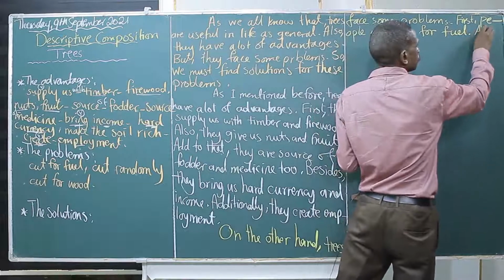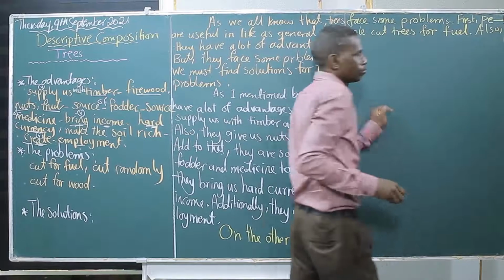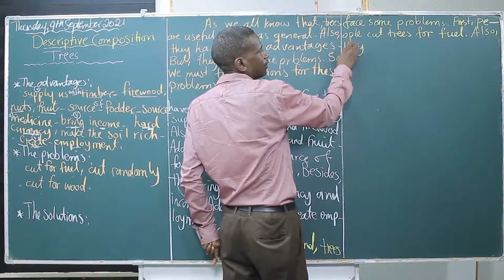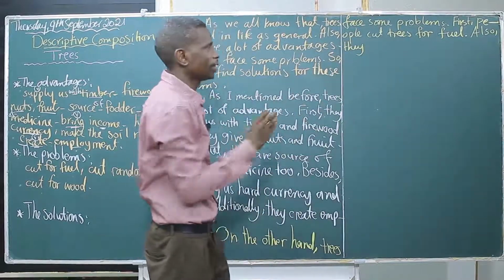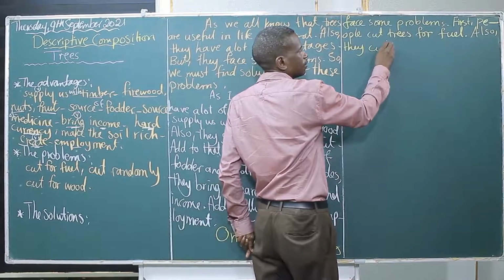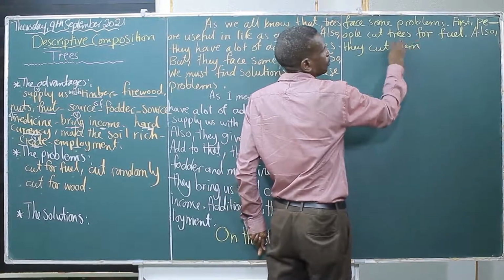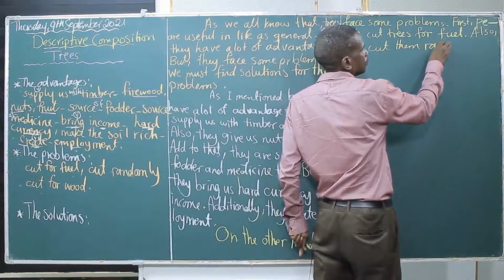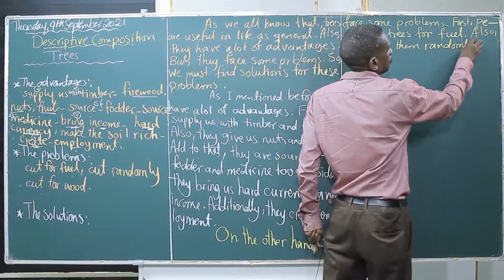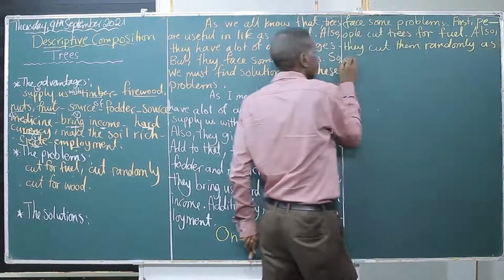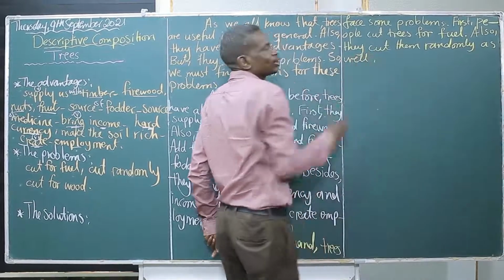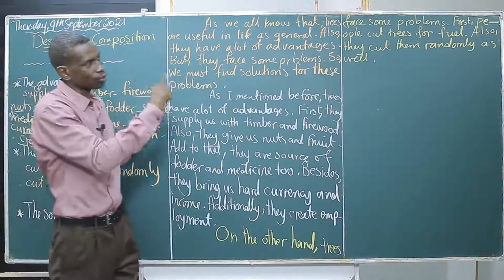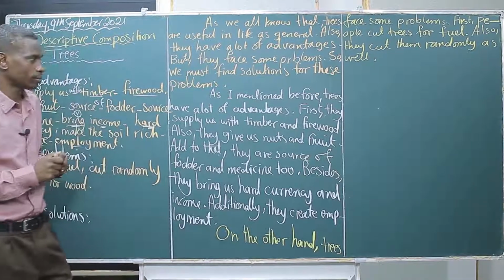Also, they, and they refers to people here. They cut them, and them refers to trees, randomly. As well. As well means two. People cut trees randomly. They cut them randomly as well. Okay?